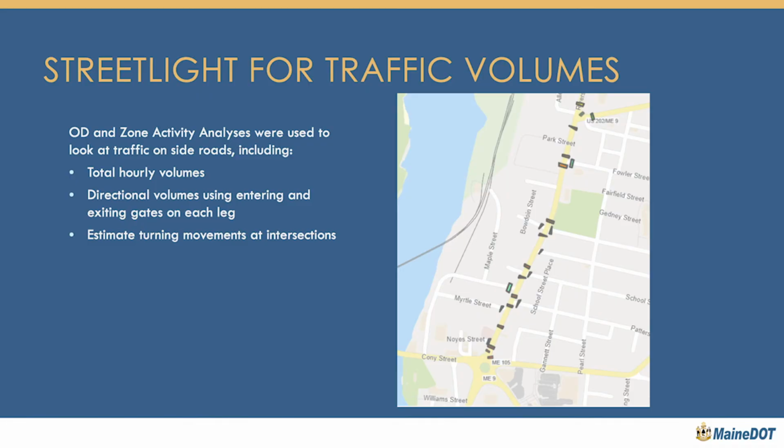On the Bangor Street Road Diet Proposal Project, we used origin destination and zone activity analyses to evaluate traffic on the side roads, including total hourly volumes, directional volume by using entering and exiting gates on each leg of the intersection, and estimating turning movements at each intersection. One of the intersections that StreetLight was really helpful for this project was the Coney Street roundabout at the southern end of the corridor.